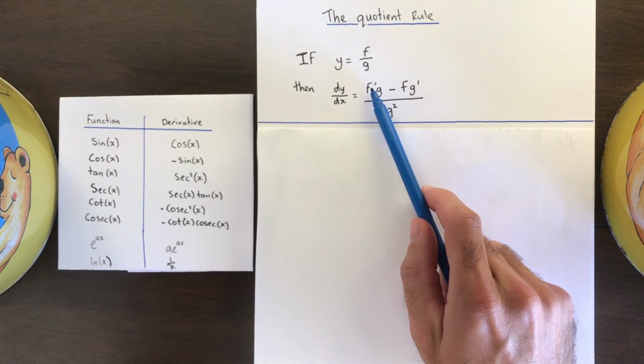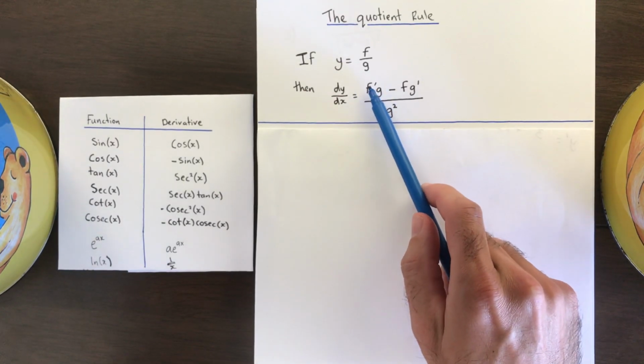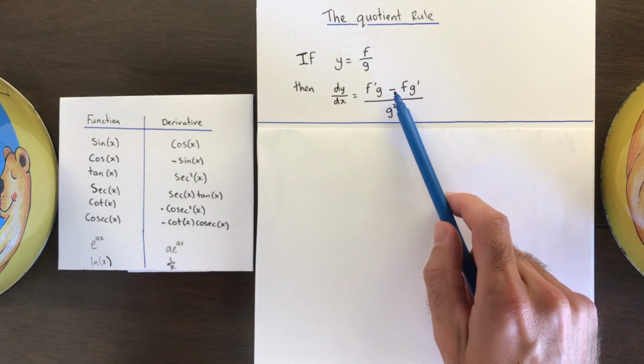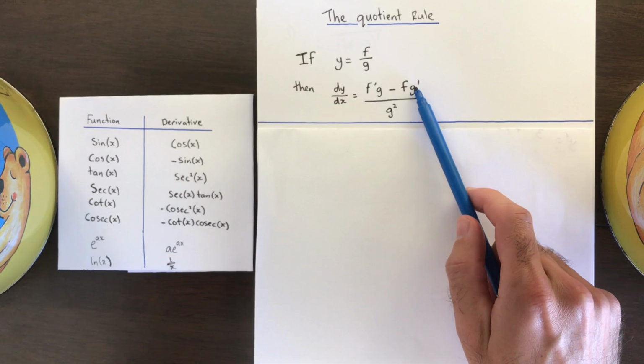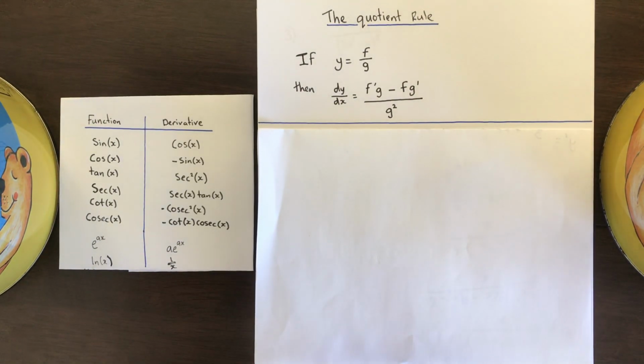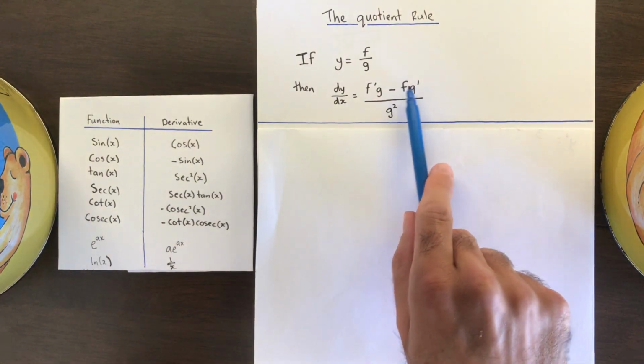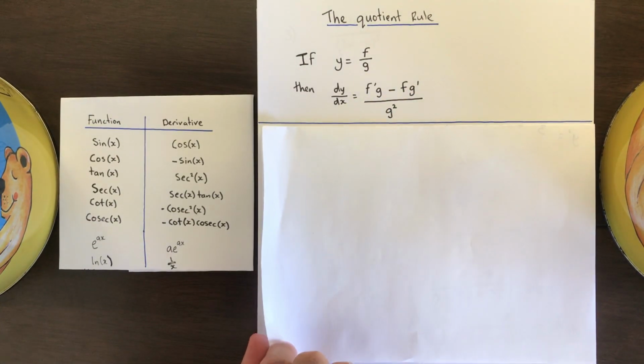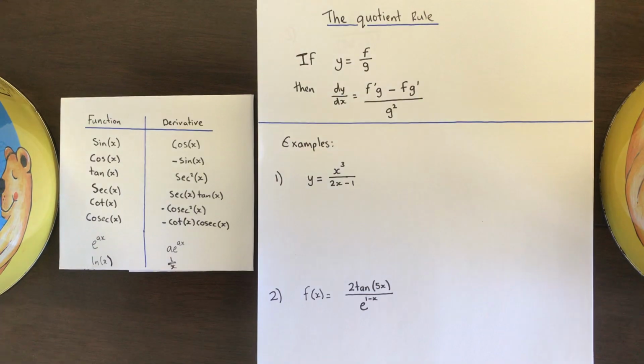It is very important that you differentiate the f, times it by the g, and then subtract differentiating the g and timesing it by the f. That's a common mistake that people do make. They'll do that one minus the other one, and you'll get it wrong. So let's do 3 examples.